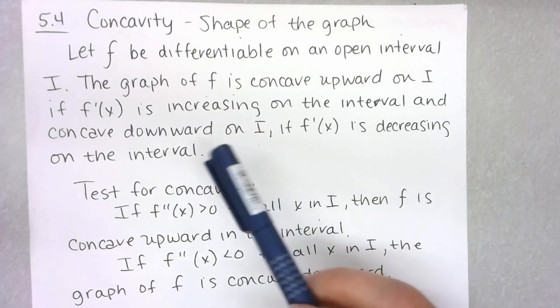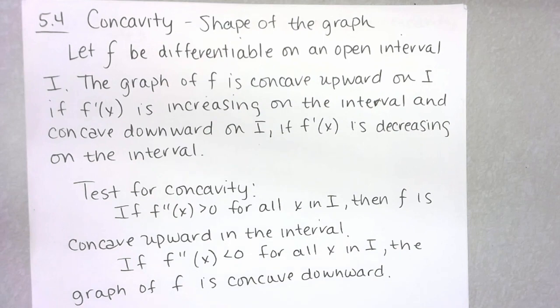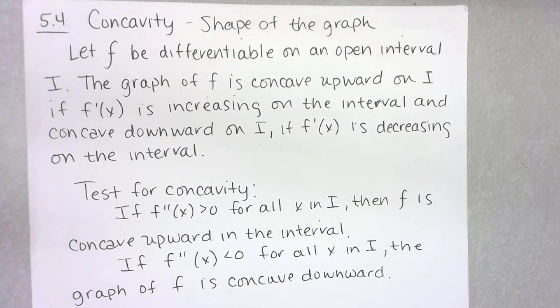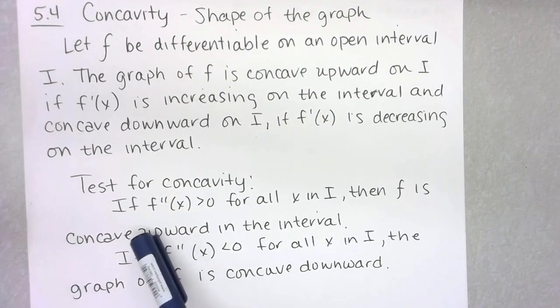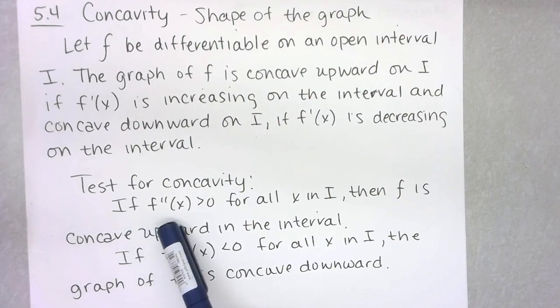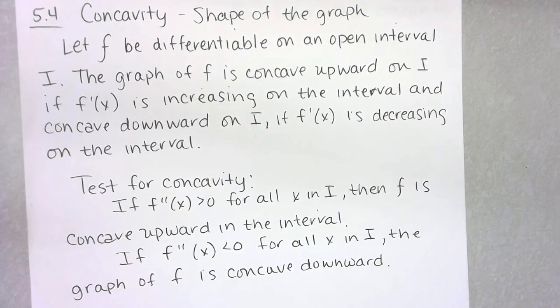When I say f prime is increasing, the way that we found if f was increasing was to find the derivative and find out where the derivative was positive. So this time we want to know where f prime is increasing, so we take one more derivative and do the exact same process. So the test for concavity is we find the second derivative, and if f double prime of x is greater than 0 for all x in the interval, then f is concave up on the interval, and if f double prime is less than 0 for all x in I, then the graph of f is concave down.